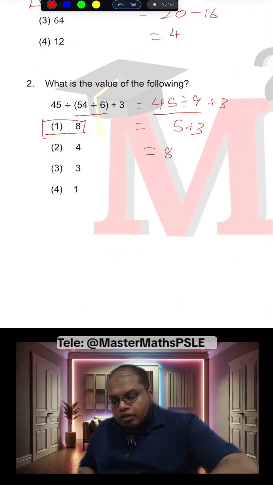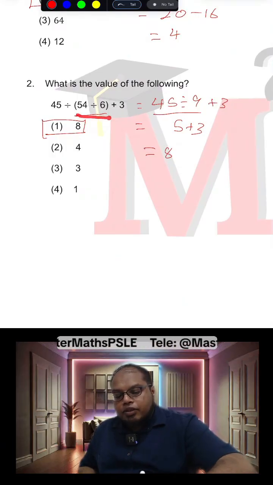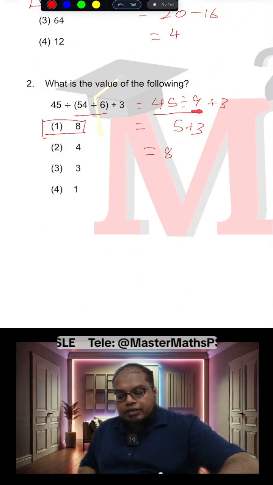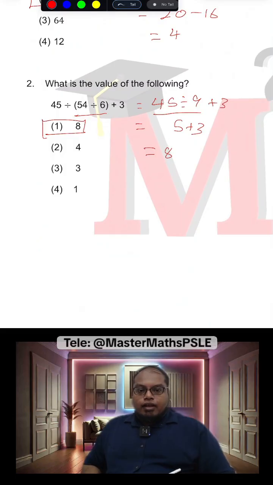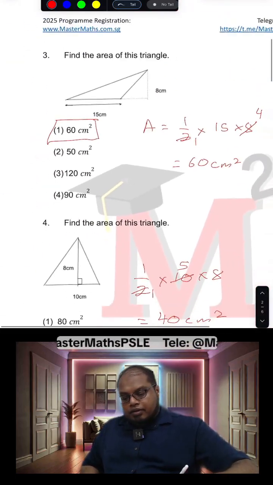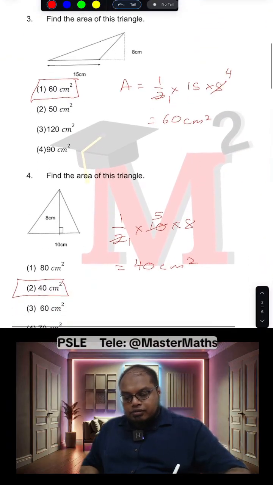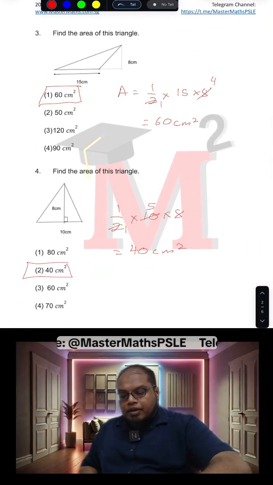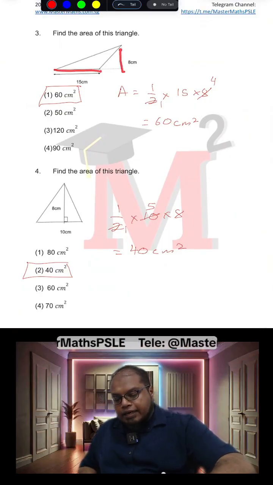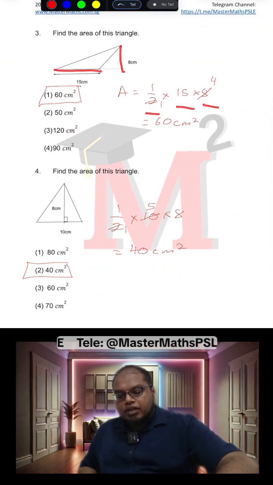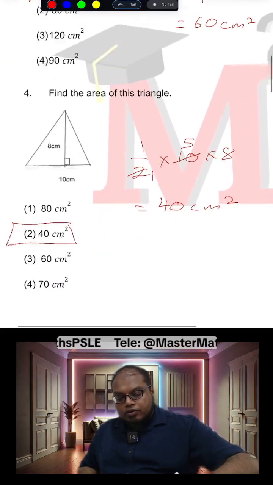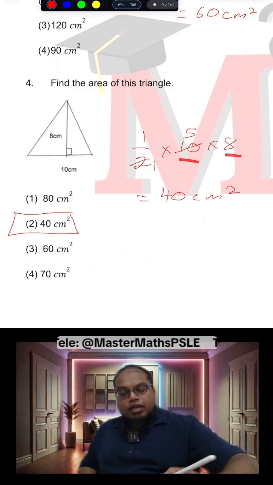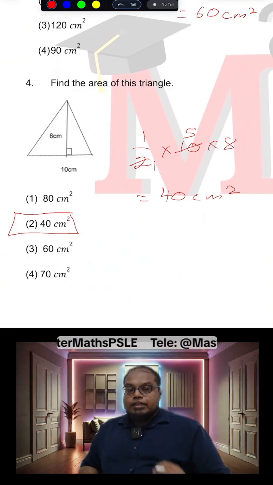Alright, now the next one. We do the brackets first. 54 divided by 6, we get 9. Then another divide, right? So 45 divided by 9 becomes 5. Plus 3, 8. Okay, and for area of triangle, I can go through both at the same time. This is the base, this is the height. That's why half times 15 times 8 becomes 60. Then number 4, half times 10 times 8 becomes 40.